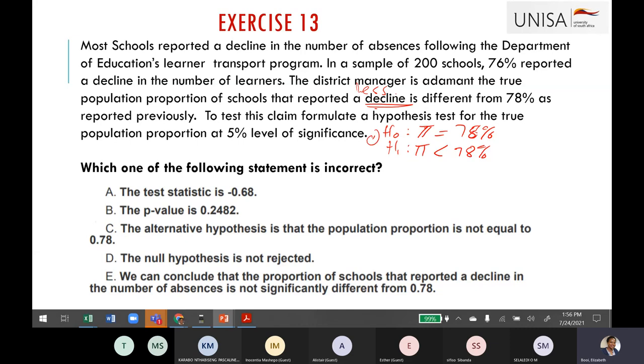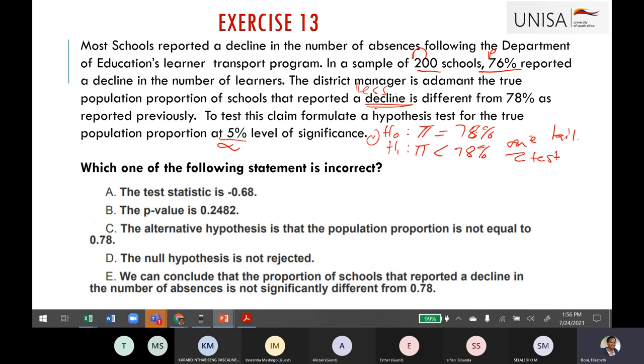Step number two was to state what we're given. We are given the sample proportion of 76, which is our P. We are given our N, and we are given alpha. I've already stated those. Step number three is to state what we're doing. It's a Z test, and this is a one-tailed test. Step number four is to find the critical value.